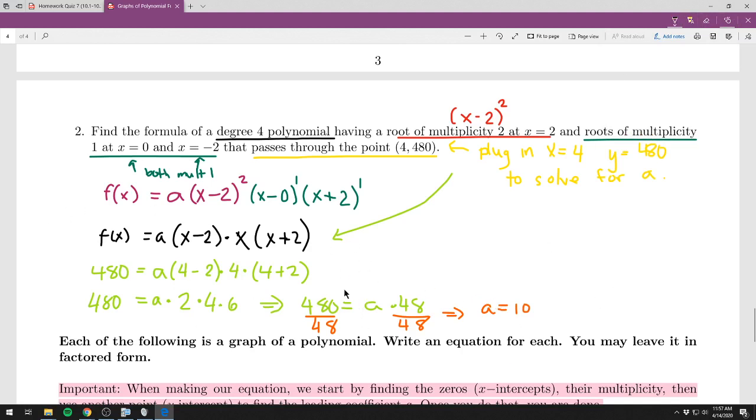Right, so our leading coefficient is 10. Don't leave this as your answer. You need to make sure you plug it in. And our final answer, f of x or y, whichever one you need to use. It'll tell you in the directions. A is 10. We got x minus 2. I just realized I forgot to square this thing. Ugh.